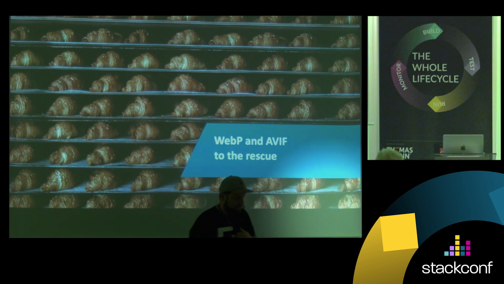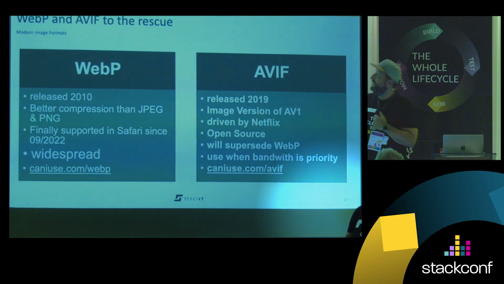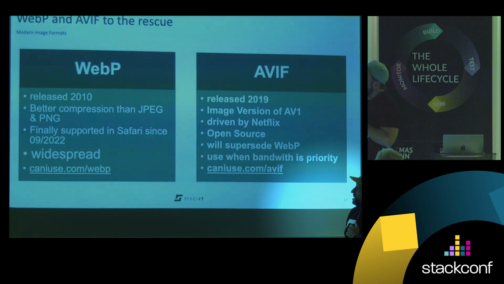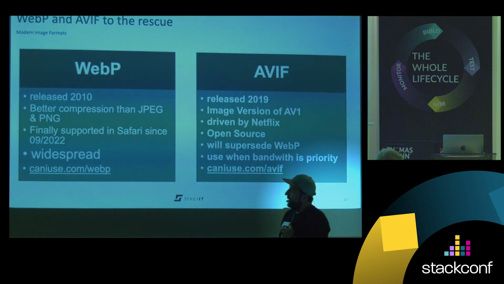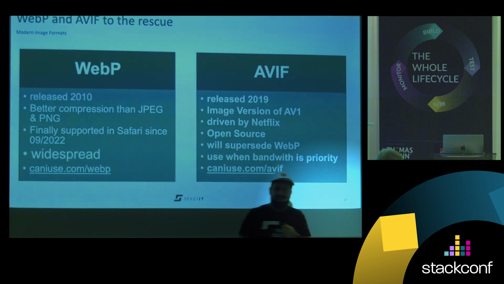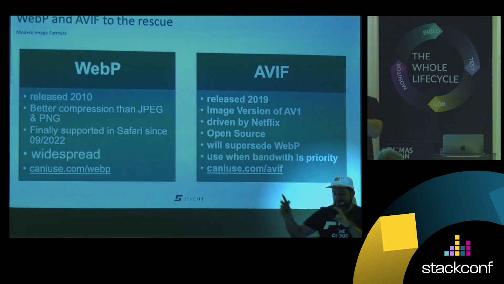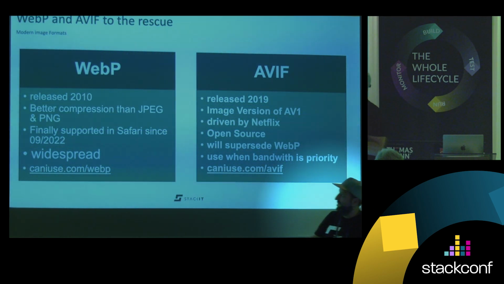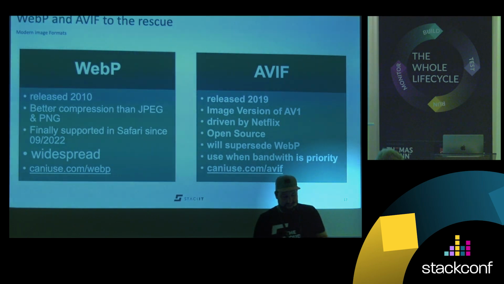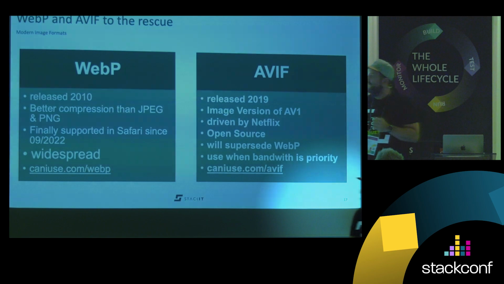It's quite ancient, but it's still called a modern image format. It was released 13 years ago. It has a lot better compression than JPEG and PNG, and it's finally supported in Safari since September last year. So it took 12 years to get this modern image format into Safari. Sometimes things take time, but now it's a really widespread format, and you should definitely use it.